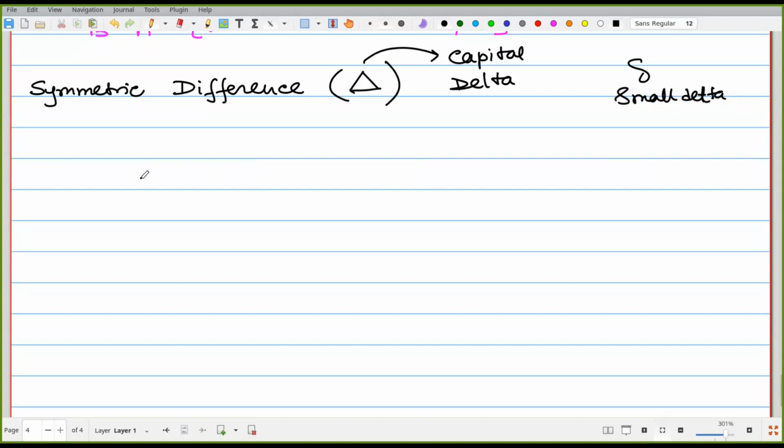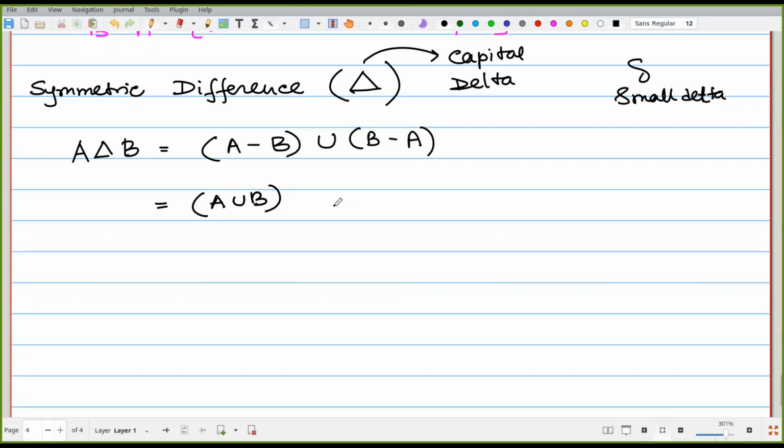That is an operation. So the symmetric difference of set A and set B can be written in two ways. The first one is A symmetric difference B equals A minus B union B minus A. That way you can calculate it. Or another way is A union B minus A intersection B. Let's check what is happening.